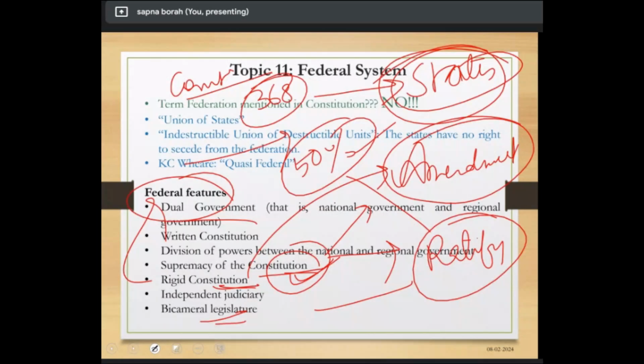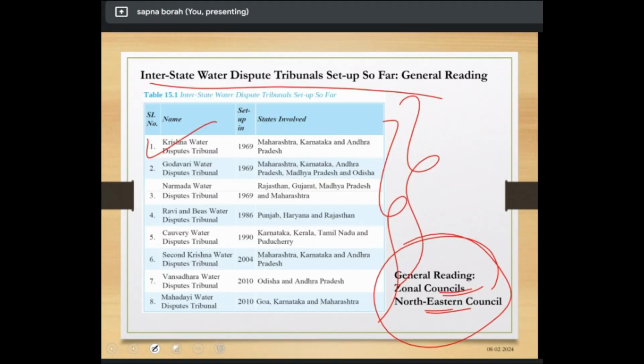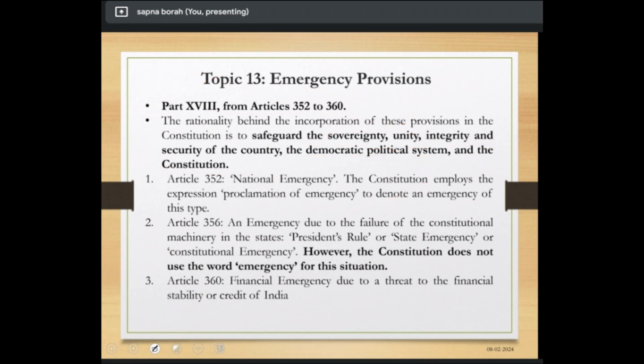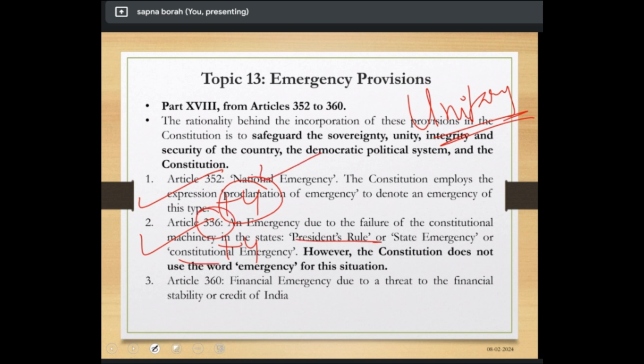sovereignty, unity, integrity and democracy of the country and the constitution. If these are threatened, or our political system is threatened, then emergency is declared. As the word says, emergency is something important, and at that point of time the entire feature becomes unitary. Remember this. Which of the articles are important? Articles 352 to 360: 352 is national emergency, 356 is president's rule, or state emergency, or constitutional emergency, all the same thing, and 360 is financial emergency.